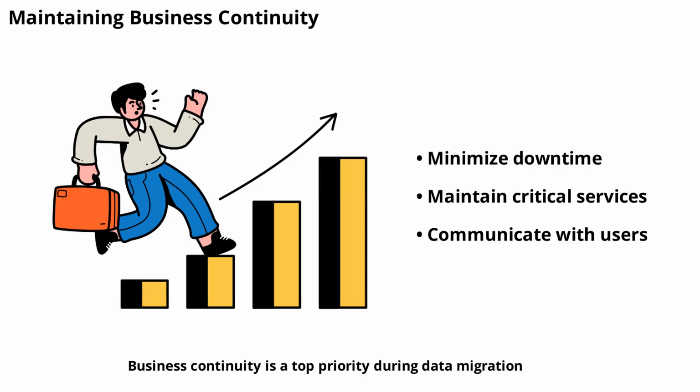Business continuity is a top priority during data migration. Develop strategies to minimize downtime and maintain critical services throughout the process. This may include phased migration, temporary parallel systems, or fallback procedures. Communicate with users about potential impacts and provide support as needed. By prioritizing business continuity, you ensure that your organization remains productive and resilient during the transition.